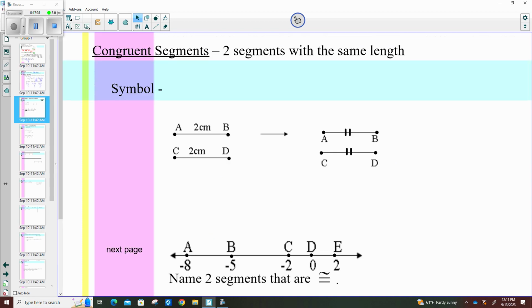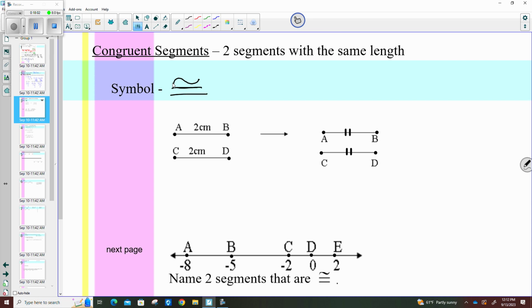All right, beautiful. So down below that, we have something called congruent segments, and congruent just means same, right? Yes? So congruent segments are two segments with the same length. The symbol for that is an equal sign with a little squiggle over the top. Tilde if you're in Spanish.